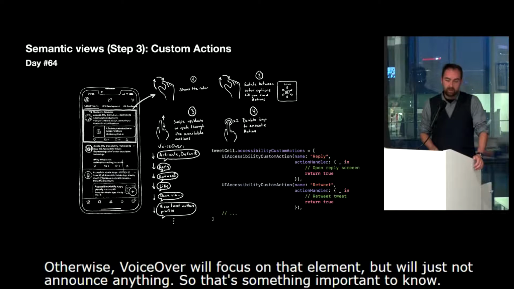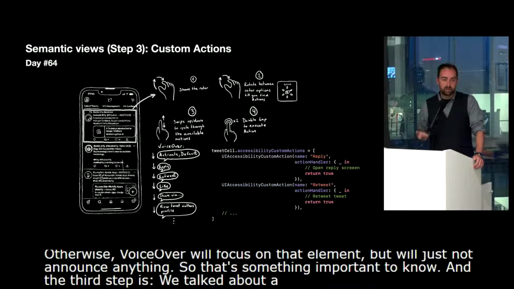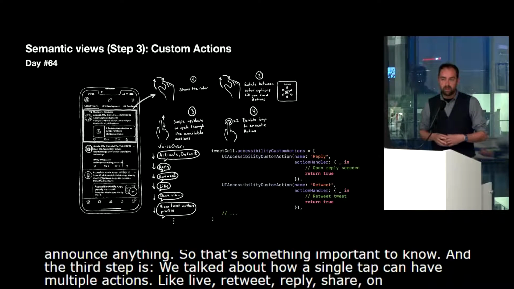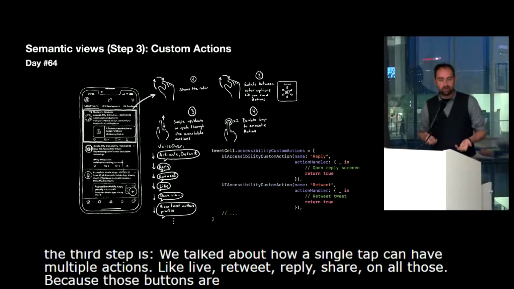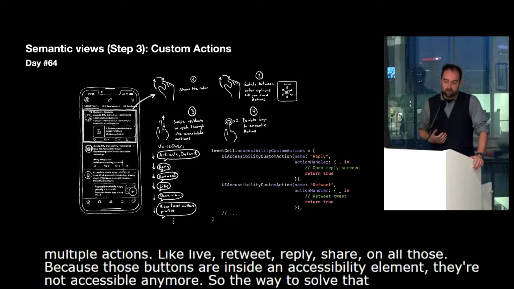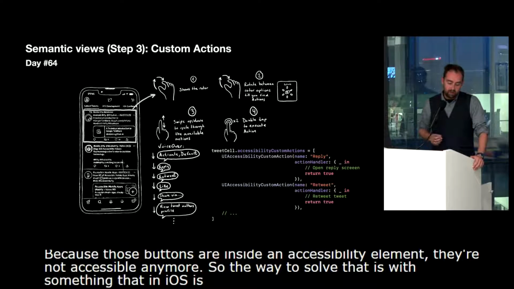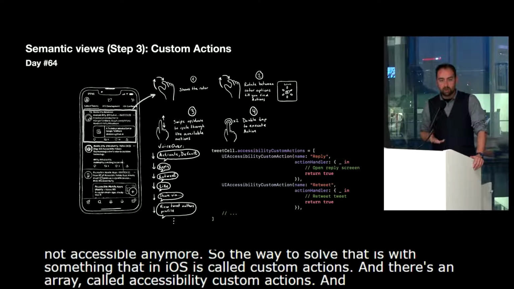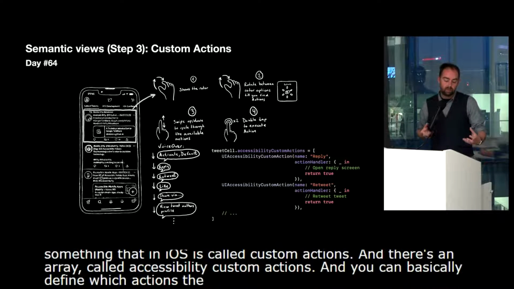And the third step is we talked that a single tweet can have multiple actions, like retweet, reply, share, and all those. So because those buttons are inside an accessibility element, they're not accessible anymore. So the way to solve that is with something that in iOS is called custom actions. And there's an array called accessibility custom actions, and you can basically define which actions the user can do with that element.